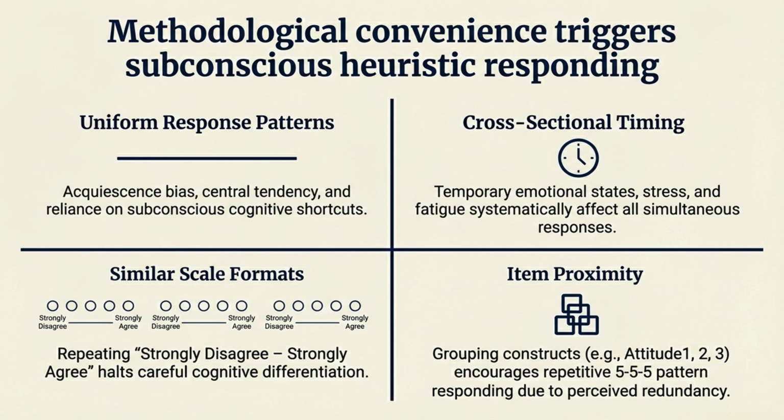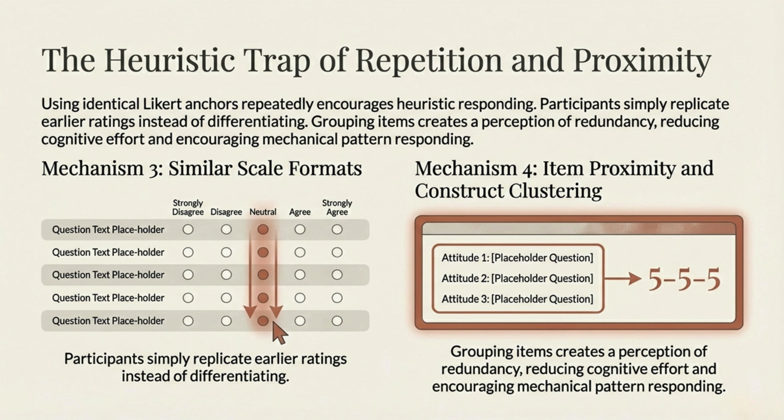And the third is similar scale formats. Repeated use of identical Likert anchors, such as strongly disagree to strongly agree, for every construct encourages heuristic responding, where many respondents half of the time mark 3, may or may not be, wanting to be in the central position. After answering several items, respondents may stop differentiating carefully and instead replicate their ratings. They don't read properly and they don't differentiate; rather, they give a tick mark for some agreement in the middle.